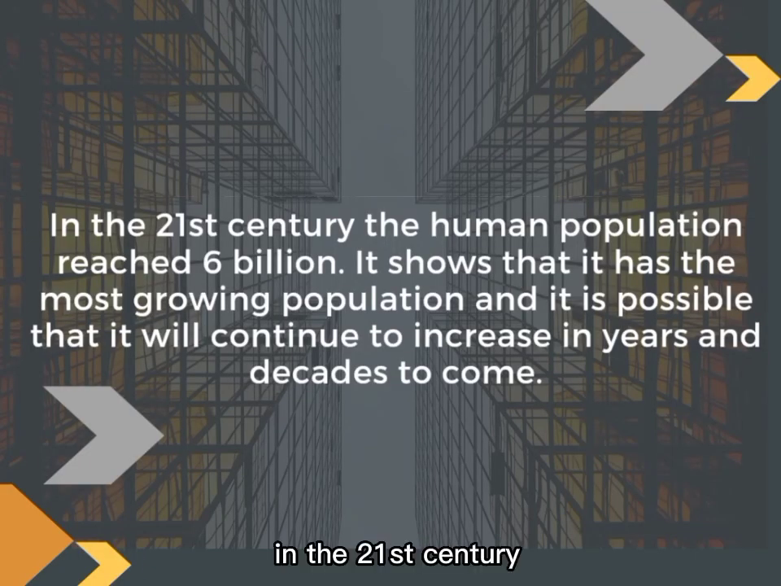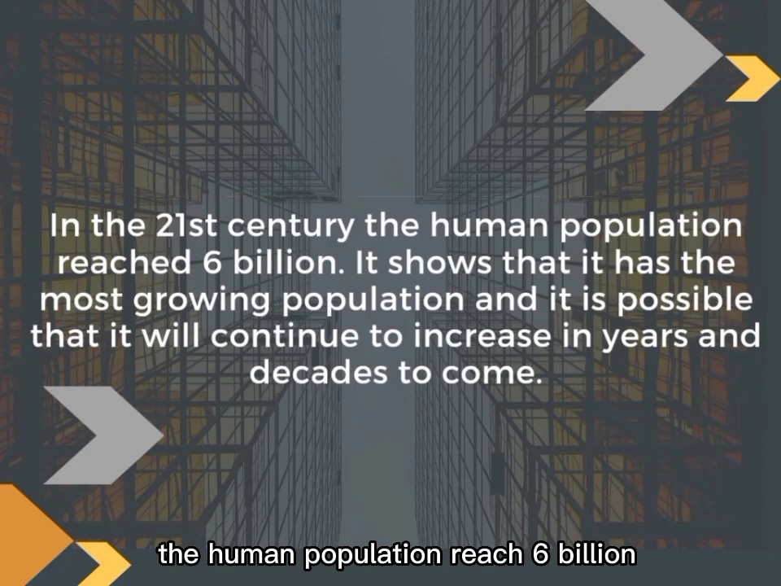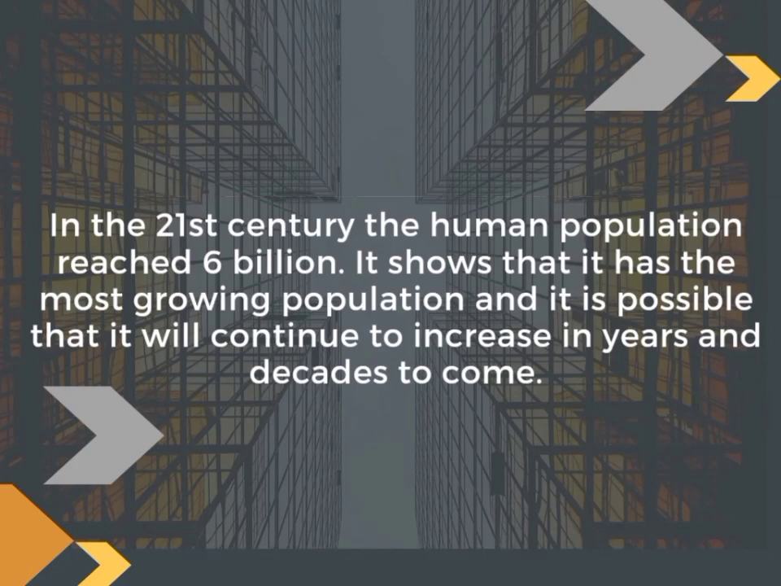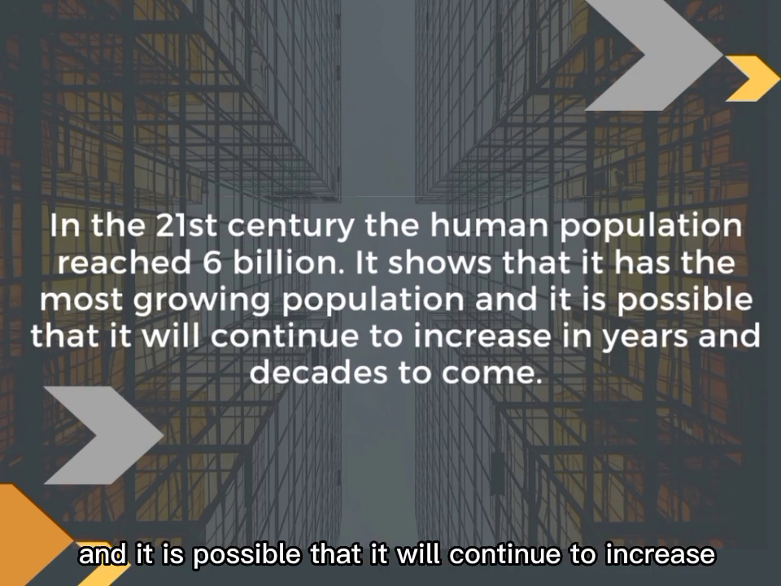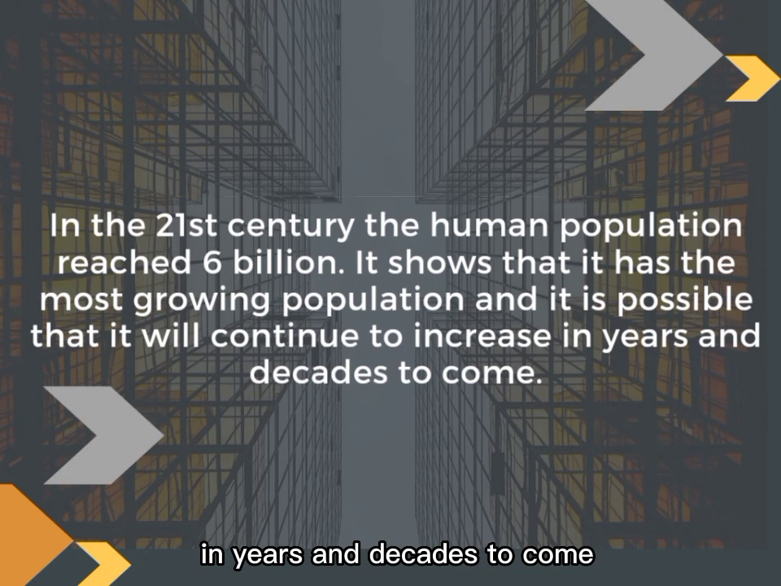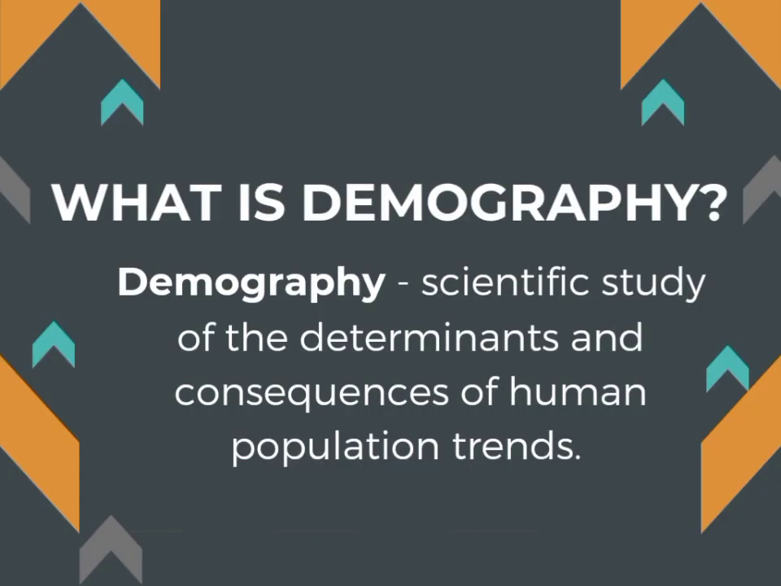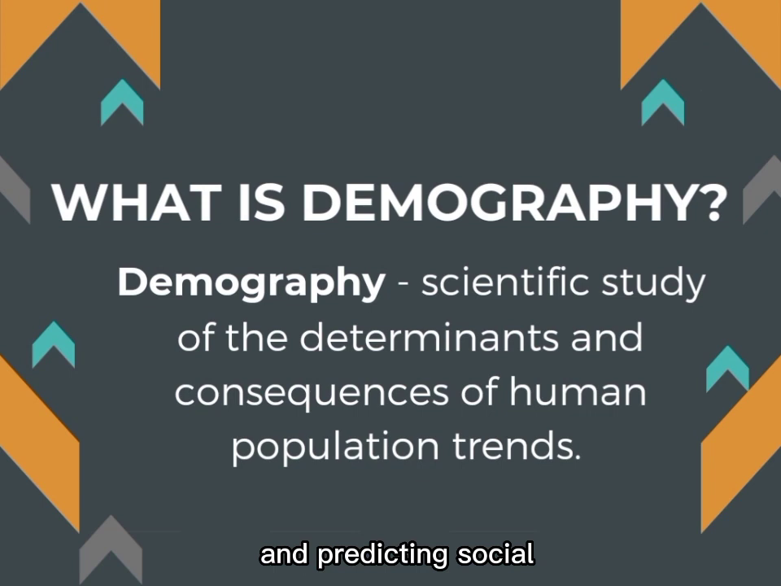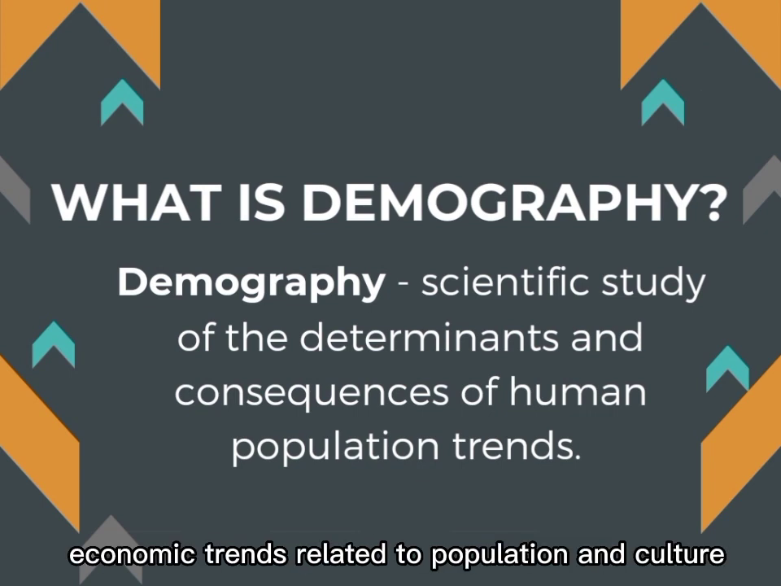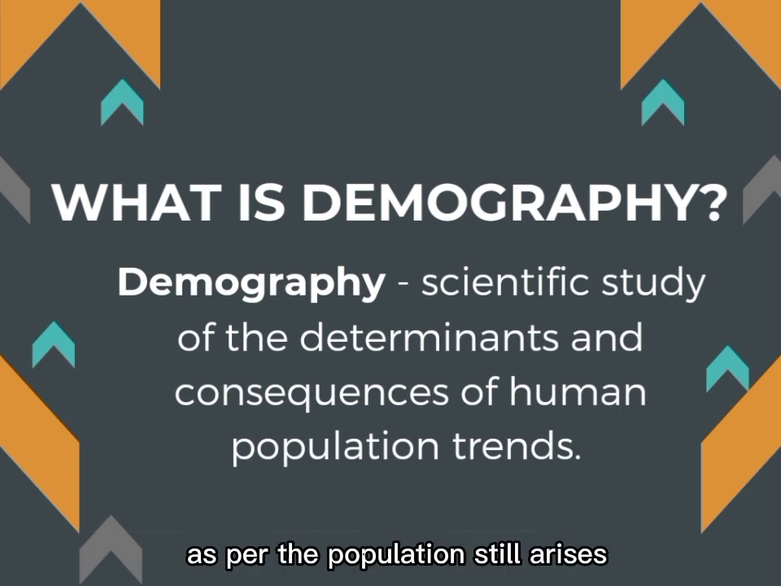In the 21st century, the human population reached 6 billion. It shows that it is the most rapidly growing population, and it is possible that it will continue to increase in the years and decades to come. Global demography is a way of analyzing and predicting social and economic trends related to population and culture. As the population still grows, demography continuously functions.